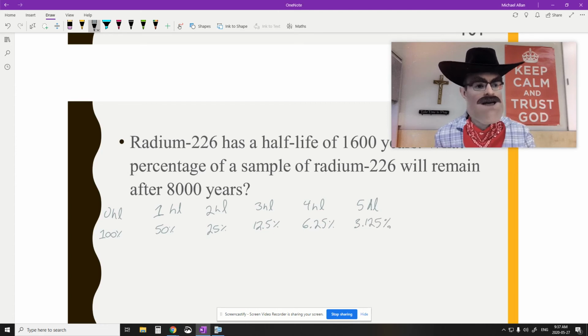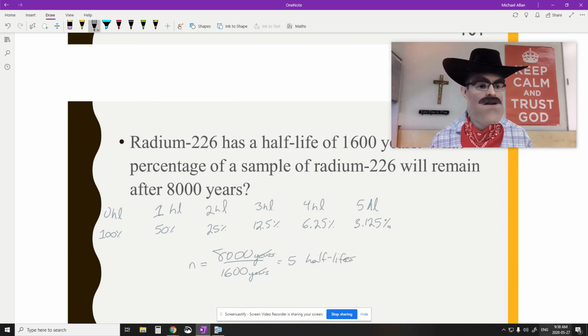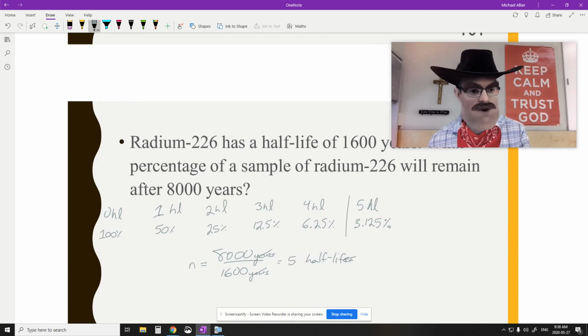3.125%. Now, how do we know it was 5 half-lives? I just went 8,000 years divided by, remember to find my n value, my number of half-lives, divided by my period, my actual half-life. Years cancel out. And we got 5 half-lives.